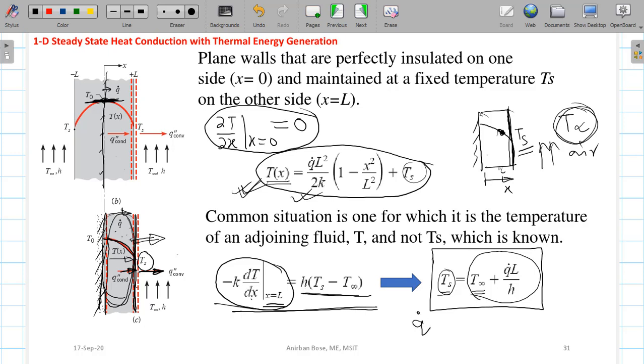Q dot is per unit volume. So if you consider the length is L, and the cross sectional area of the slab is A, then this is the volume. So this is the total amount of heat that is generated within this material.